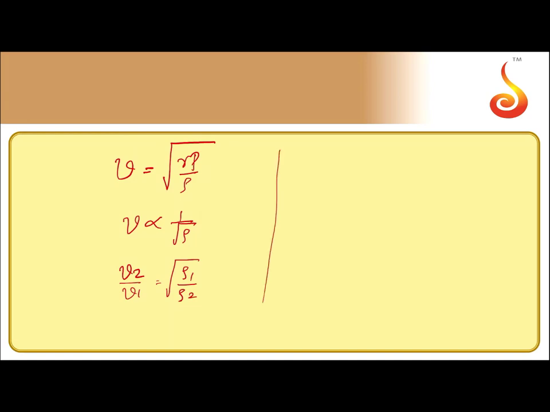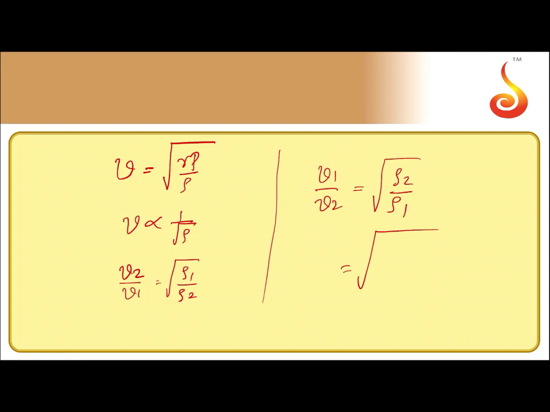You know that the speed of sound in a gaseous medium is given by root of gamma p divided by rho. That is, V is proportional to 1 by under root rho, or V2 divided by V1 is equal to root of rho1 divided by rho2. But here we want the value of V1 divided by V2. So V1 by V2 is equal to root of rho2 divided by rho1.